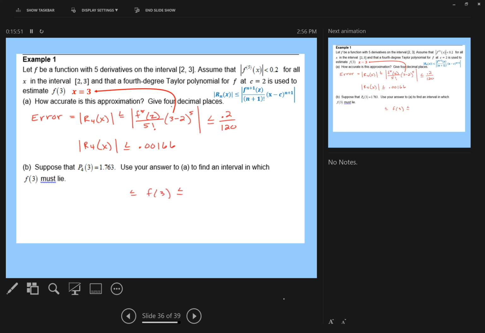Don't we say, okay, the actual value is between, what do I have on this side? The polynomial estimate, what? Minus the error, and the polynomial estimate plus the error. Isn't that how we set up when we did alternating error? So we're setting up the interval the exact same way. We're just finding the error a little bit differently.